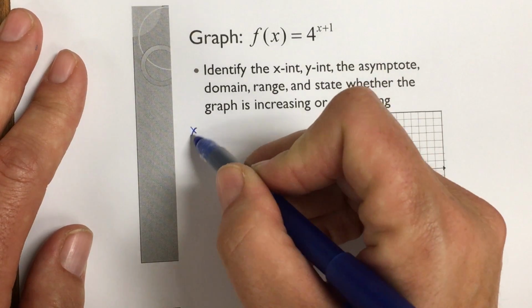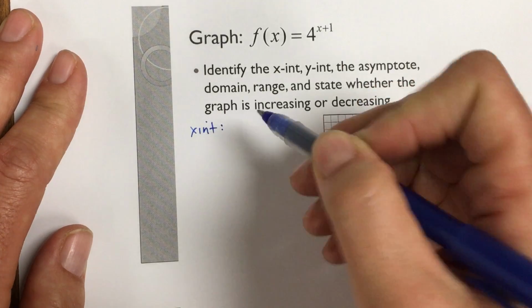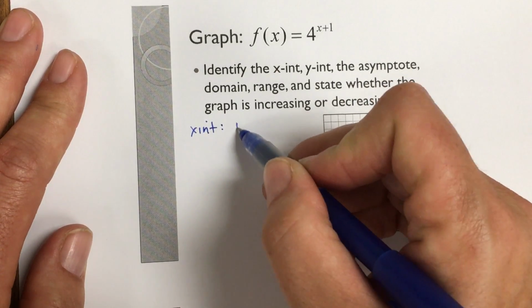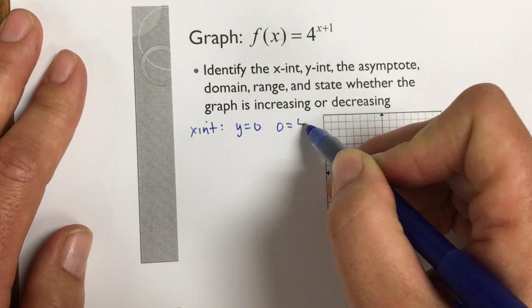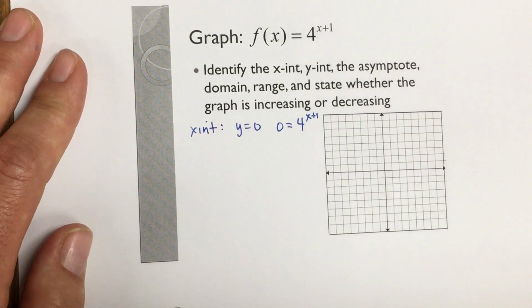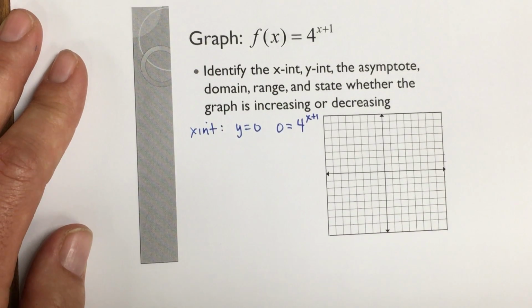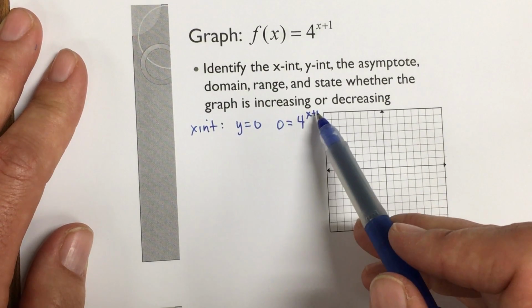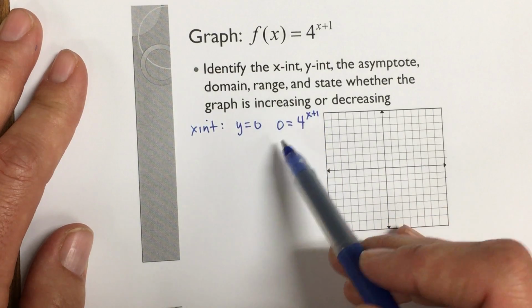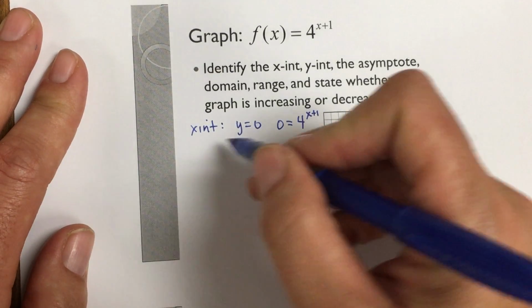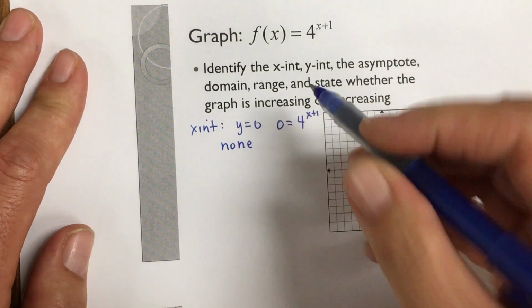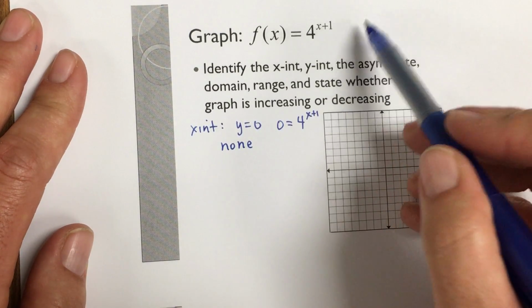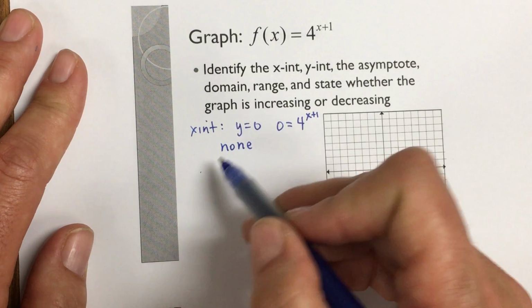And so let's start with our x-intercept. If we're looking at an x-intercept, we want y to equal 0. So we're going to go 0 equals 4 to the x plus 1. Again, there's nothing I can do to this to make it equal 0. There's nothing I can put in right here that's going to make this little guy equal 0. So there is none. That's going to be the case whenever there's not a k value over here, just so you know.